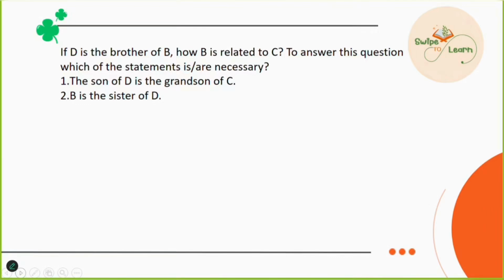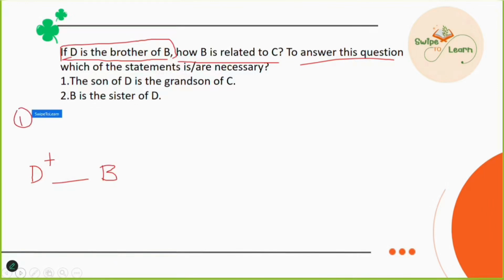If D is the brother of B, then how is B related to C? Okay, let's start this question. To answer this question, which of the following statements is necessary? Till now we have only one statement, which is D is the brother of B, but we don't know the relation between C and B. So for answering the entire question, how many statements are required? Let's go with option 1. Already we know that D is the brother of B.